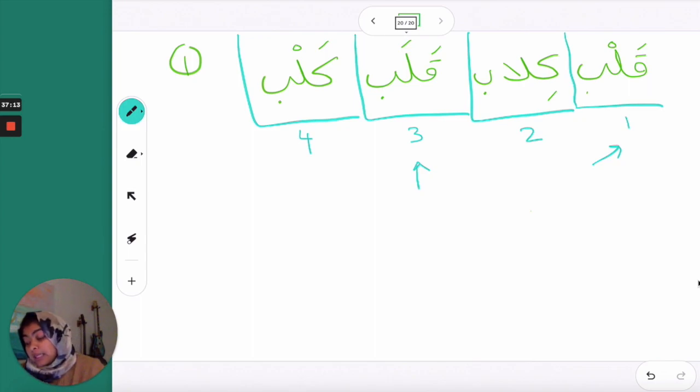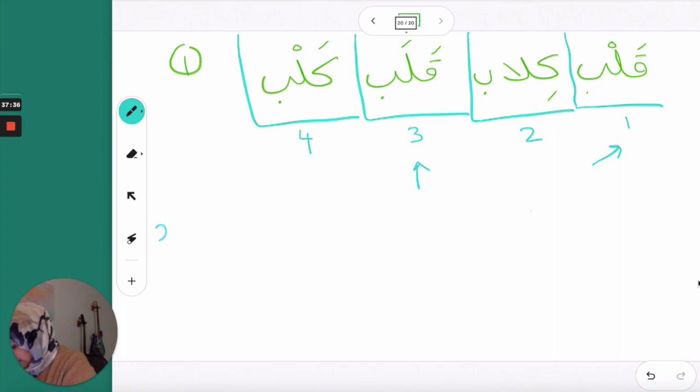Whereas in number three, we're saying qalb. Now, how would we be pronouncing number four? Same as number one, but it's a light K sound. Kalb. Remember, that was the word for dog. Kalb. And number two, kilab, which would have been easy to recognize because it has the alif in it. Okay, let's look at another one.